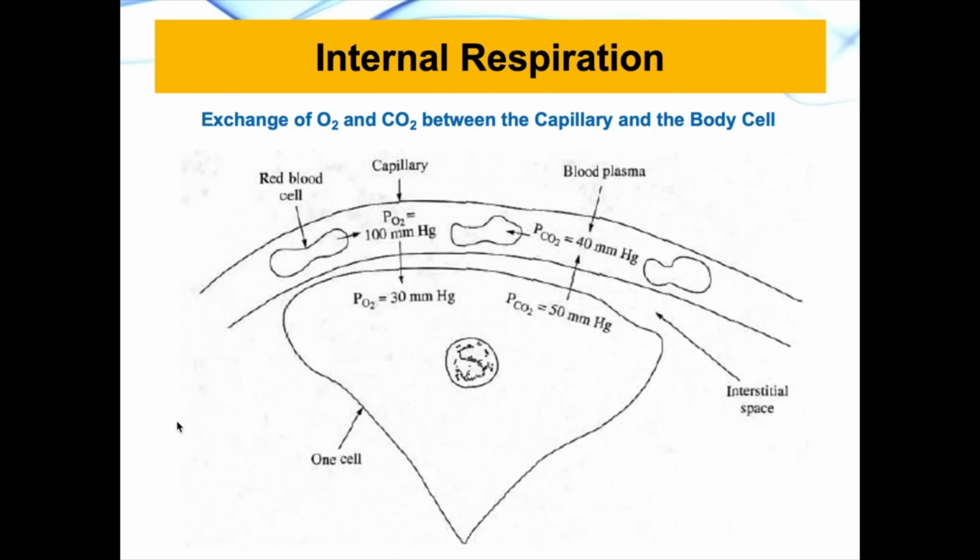On the other hand, we have high concentration of CO2 inside the cell because of metabolism, and it's 50 millimeter mercury. In the capillaries we have lower CO2 concentration, that's 40 millimeter mercury. Following the rules of simple diffusion, CO2, carbon dioxide, will diffuse from the cells into the interstitial space to the capillaries and the blood plasma there, and it could be attached to the red blood cells. And that's what we mean by internal respiration. This process is the exchange of oxygen and CO2 internally within the tissues.